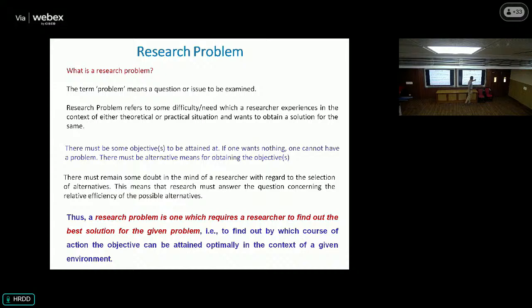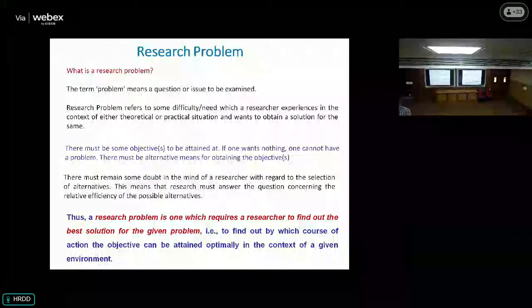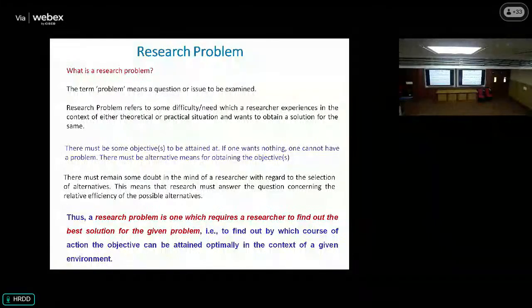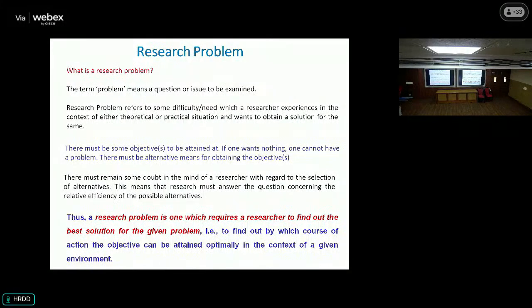mind of researcher with regard to the selection of alternatives. This means that research must answer the question concerning the relative efficiency of possible alternatives. So, suppose somebody is working on magnetic properties, as she told. So, magnetic property of what? Of some material. Which material? So, metal oxides. Which metal?